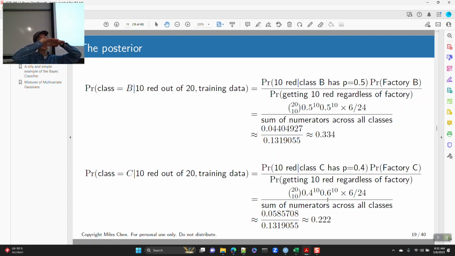Factory B and factory C started off with 0.25 probabilities prior to opening up the bag. After we opened up the bag, factory B gained some ground, right? It started off at 25%. After opening up the bag and taking into account the data that we saw, where we got 10 out of 20 red marbles, which matches factory B, it gained ground and went from 0.25 to 0.33, whereas factory C lost a little bit of ground going from 0.25 to 0.22, okay?